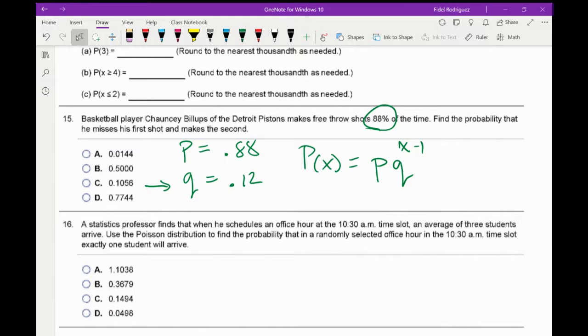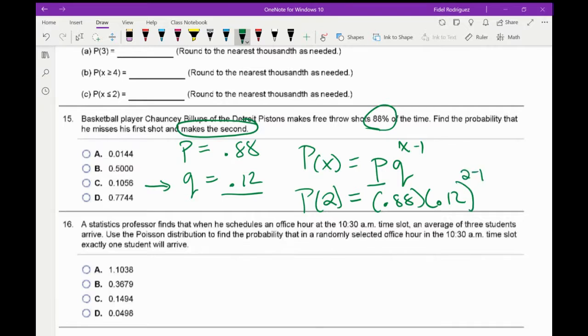Yes. Okay. All right, so what I'm going to do here is I'm going to write this out, and we want to make sure that he makes it on the second. So he's going to make it on the second shot. So my P value, I'm just going to write it like this, 0.88. My Q value is 0.12 to the power X minus 1, right? Because that's what I got right here. So guys, I'm going to show you exactly how I'm going to do this on my calculator. And before I get to my calculator, I'm going to put this 2 minus 1 inside my parentheses, okay? Inside my parentheses. So let me stop sharing this and let me come back to my calculator.